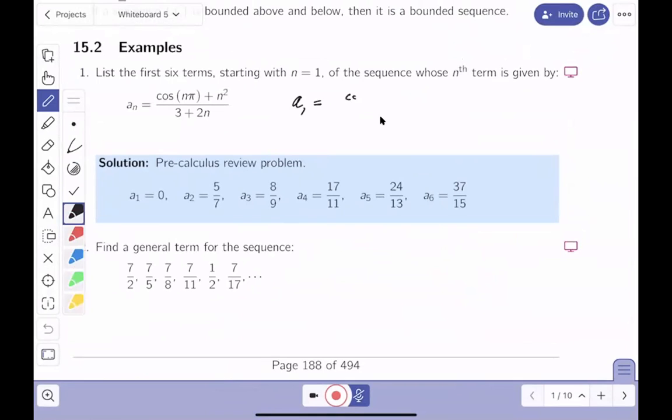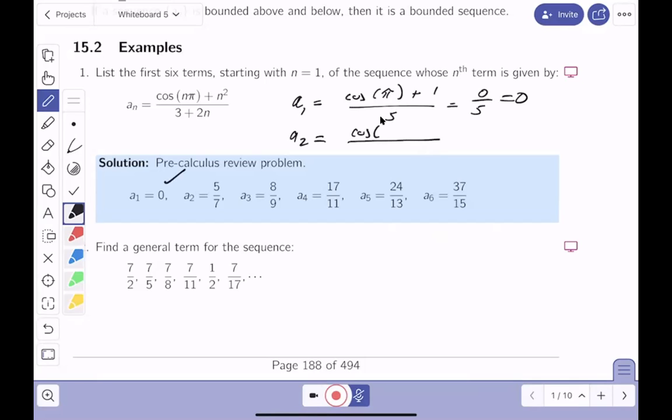So it's going to be cosine of pi, because then it's 1, right? Plus, well, that's going to be 1. And what goes on bottom would be 3 plus 2, which is 5. Cosine of pi is -1. -1 plus 1 is 0, so 0/5. So that's 0. First term done. Let's do a_2 now.